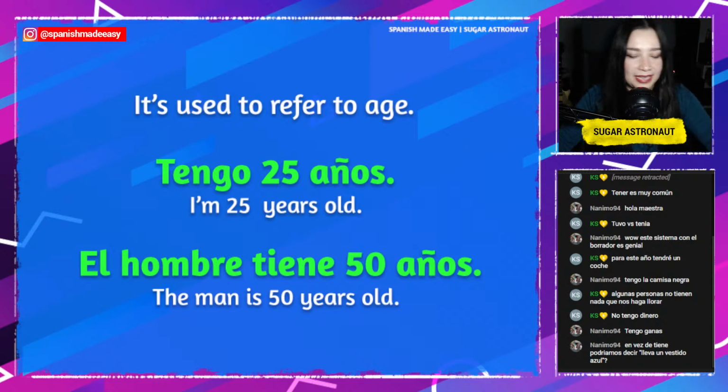The next example is el hombre tiene 50 años or 50 años de edad. Either one works. This means the man is 50 years old. Okay? So remember, this is very important. When you're saying your age in Spanish, use the verb tener. Okay? Don't say yo soy or yo estoy and then your age, because that doesn't work. It sounds very odd. Okay, so use tener if you have to say your age.